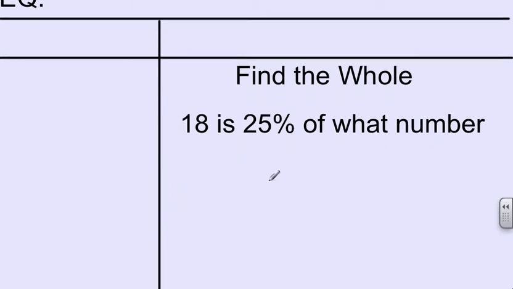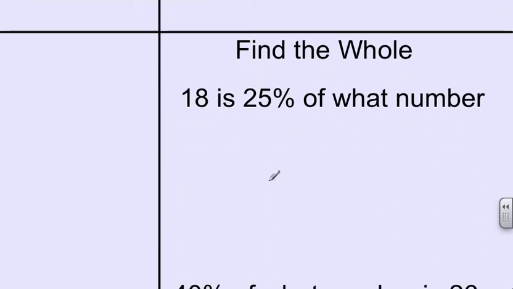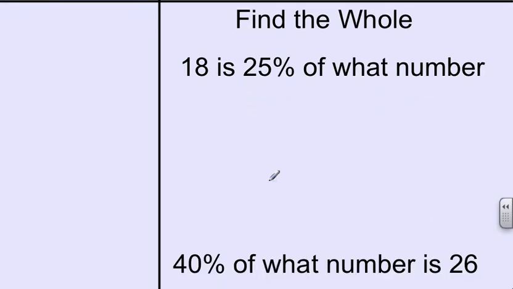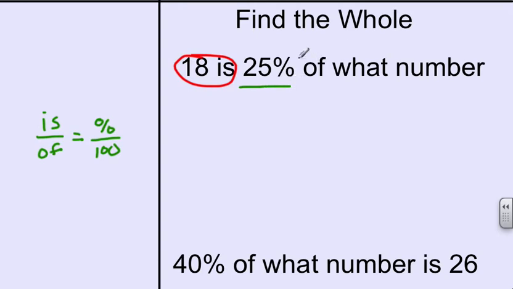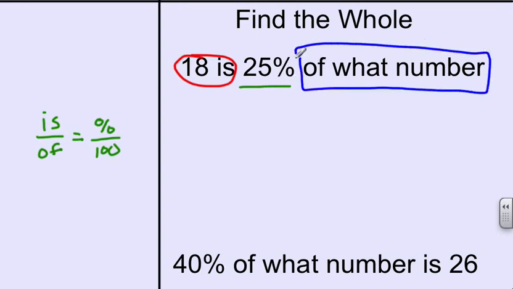I have time to show you one more of these. Hopefully you're kind of getting the pattern now. We'll see if we can squeeze in 2 with the time. Is over of equals percent over 100. 18 is 25% of what number? Let's start with the easy part again. 25%, and that goes over 100 because it's a percent. 18 is the numerator, so I'll put 18 in the numerator part.